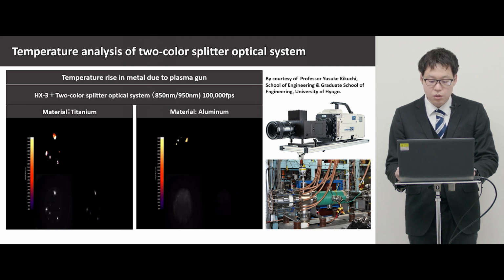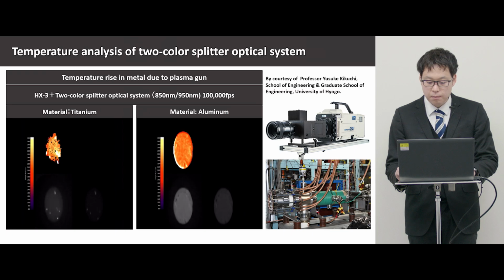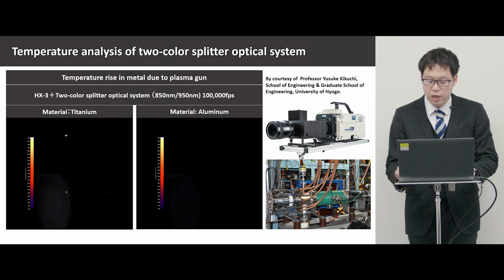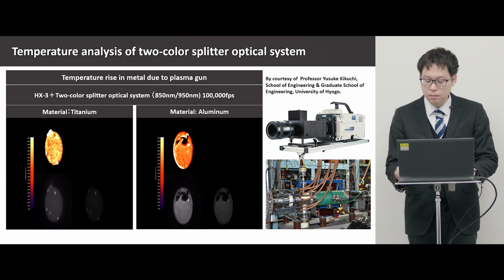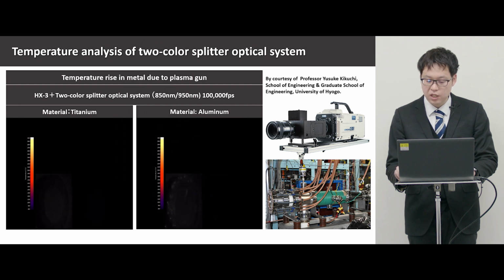We capture the rapid temperature rise during the collision between the plasma ejected from the plasma gun and the metal at 100,000 frames per second, and perform the temperature analysis using the two-color temperature analysis software, SAMIAS. The target metals are titanium on the left and aluminum on the right. This research aims to investigate the effect of plasma on wall materials in next-generation fusion devices like ITER.